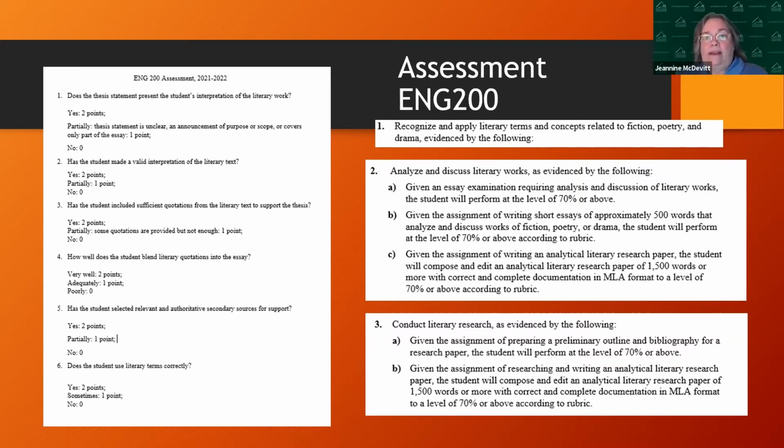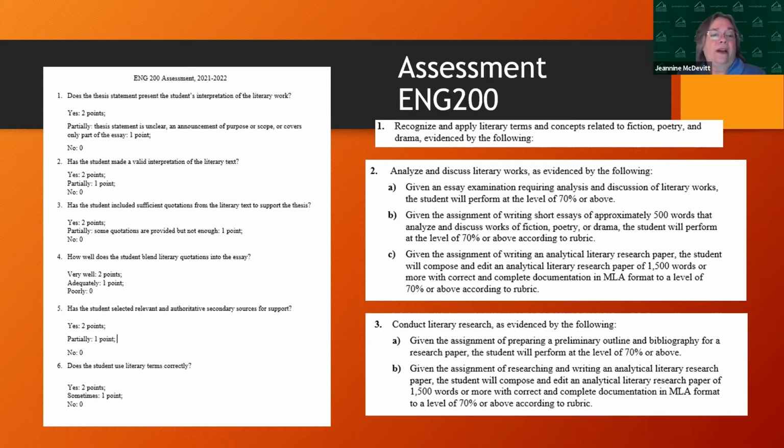Students are beginners in literary interpretation. It's perfectly understandable that a student might make a mistake. So if an interpretation is not valid, feel free to go with partially. Has the student included sufficient quotations from the literary text to support the thesis? Yes. Partially? No. How well does the student blend literary quotations into the essay? Very well, adequately, poorly. This is how the student incorporates the quotations into the text. Is the quotation introduced appropriately? Is the quotation discussed appropriately?